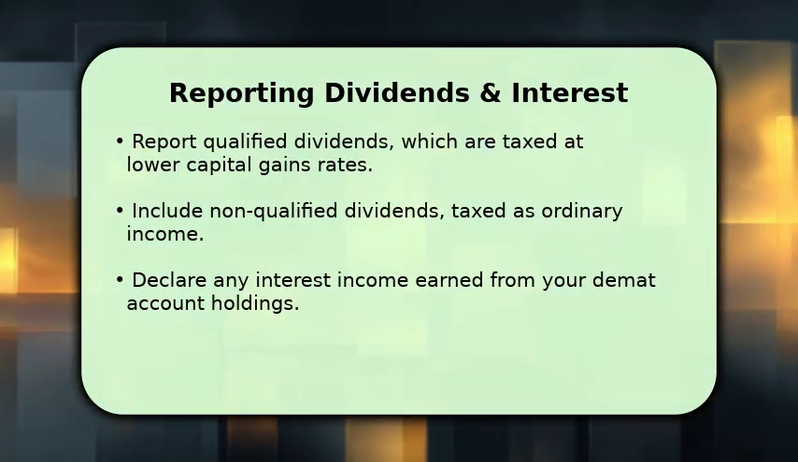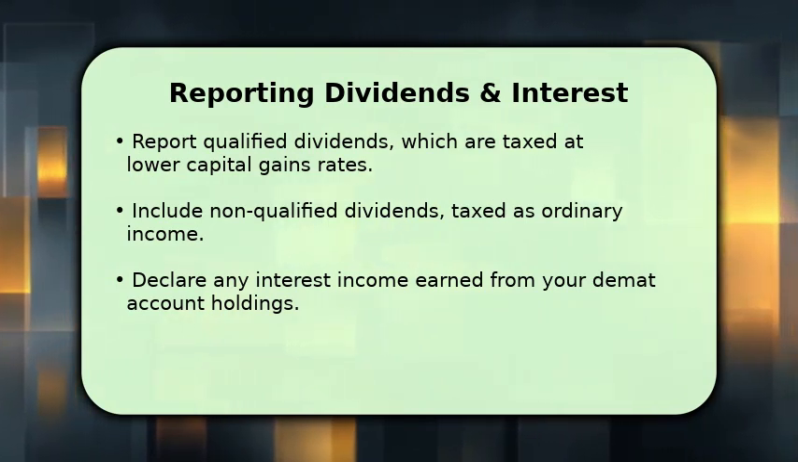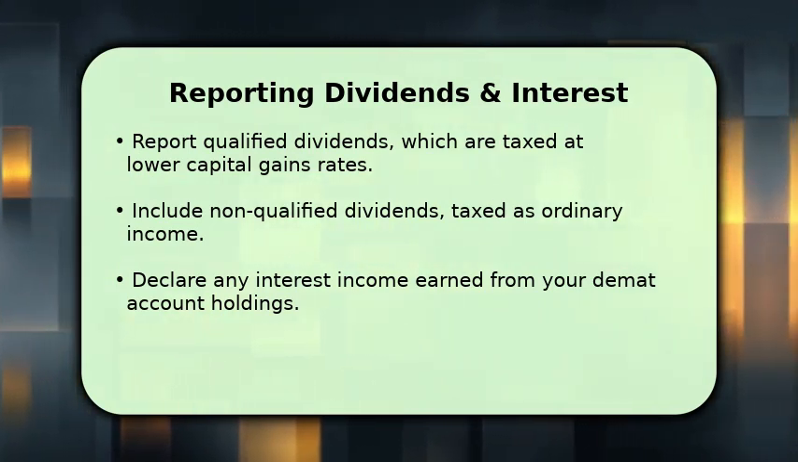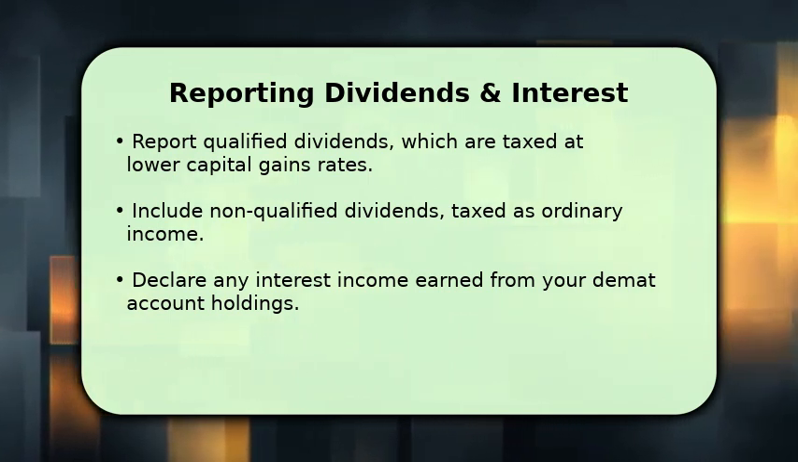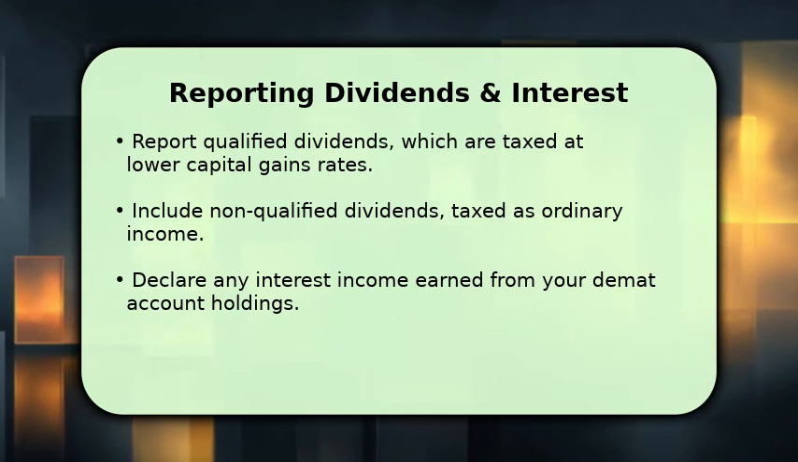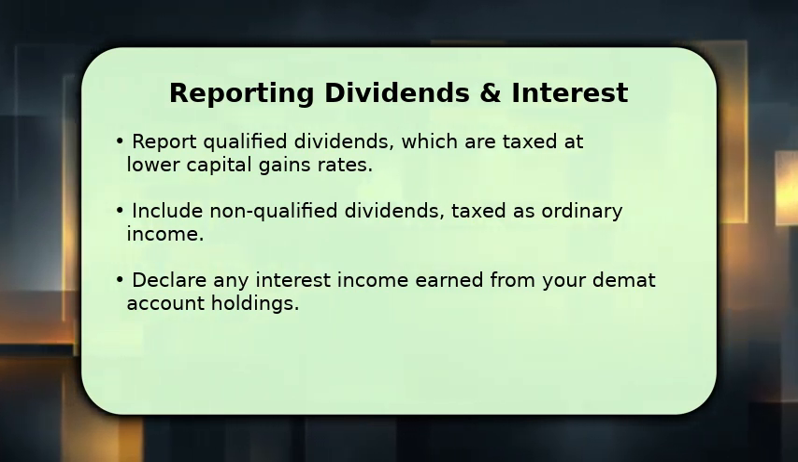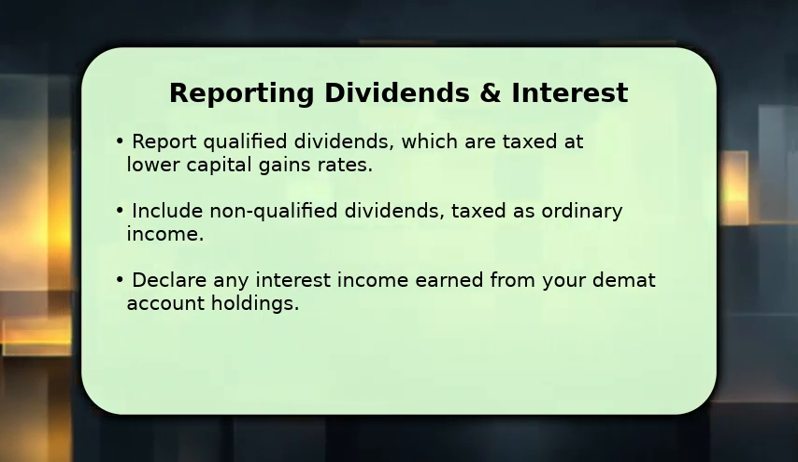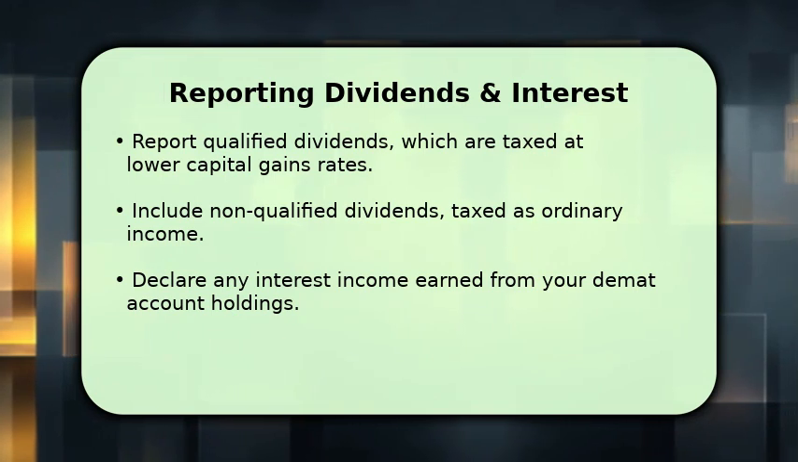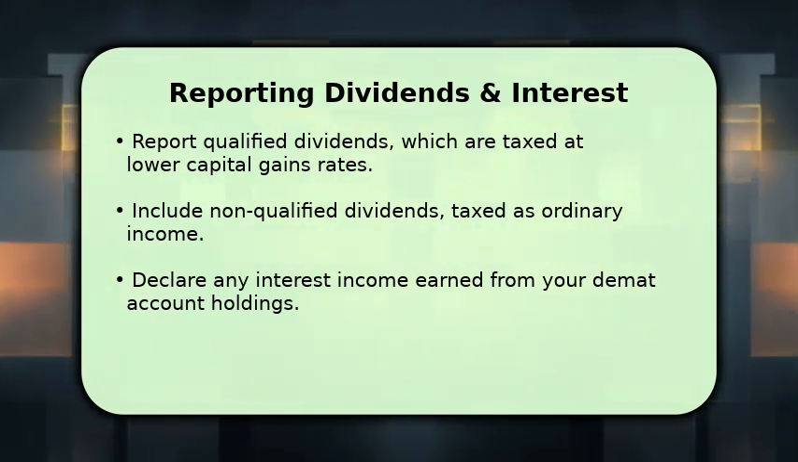Now, let's cover reporting dividends and interest. Dividends from your Demat account are typically reported on Form 1099 DIV. Qualified dividends receive preferential tax treatment, often taxed at capital gains rates. Non-qualified dividends are taxed at your ordinary income rate. Don't forget to include any interest income, which is also considered taxable. Proper reporting ensures compliance and avoids potential issues.